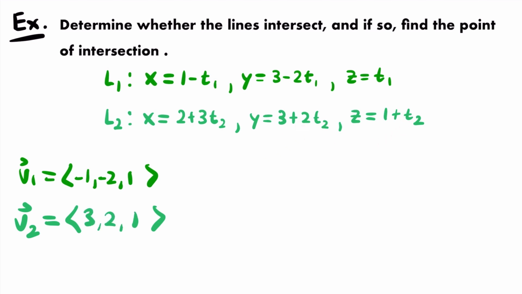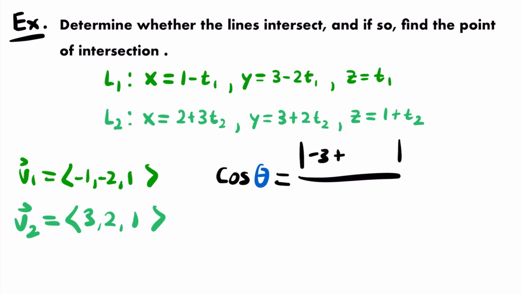And now, to find the angle of intersection, we'll have cosine of that angle is equal to the absolute value of the dot product of these two vectors. So we're going to be taking the sum of corresponding components. So we'll have -1 times 3, which is -3. Then we'll add that to -2 times 2, which is -4. And then we'll add that to 1 times 1, which is 1.